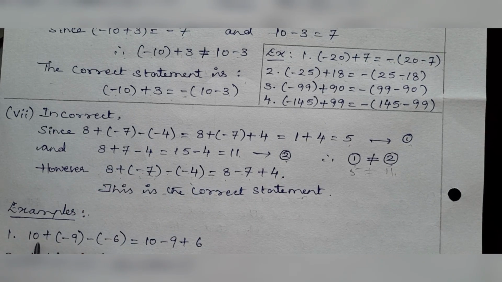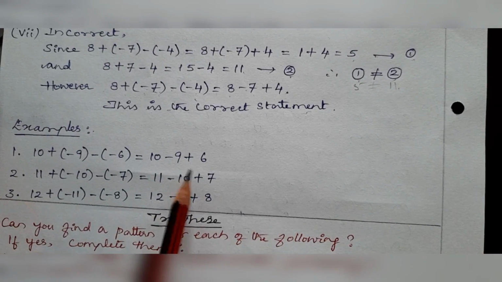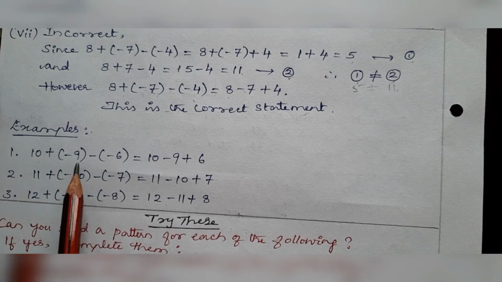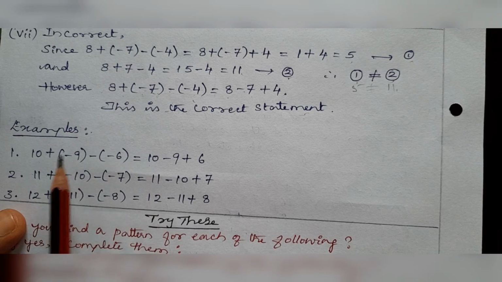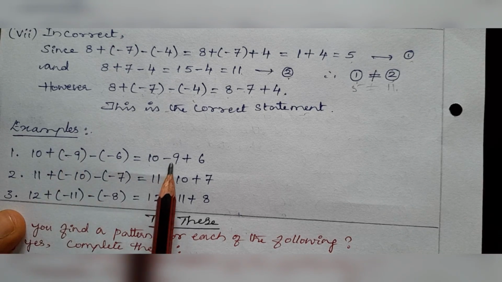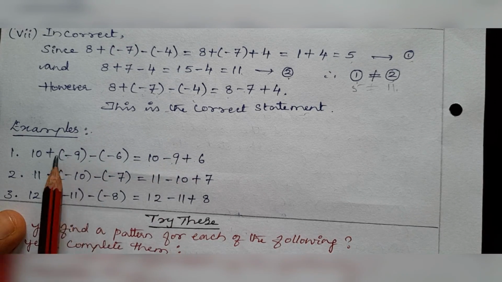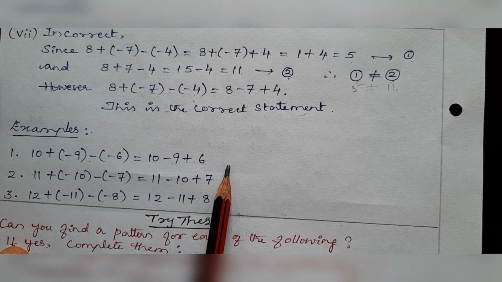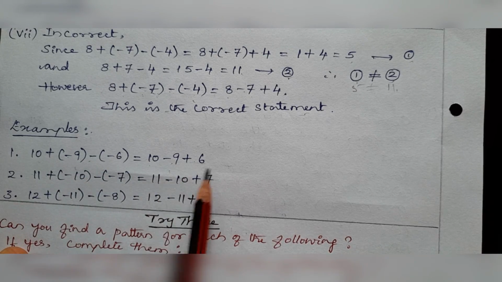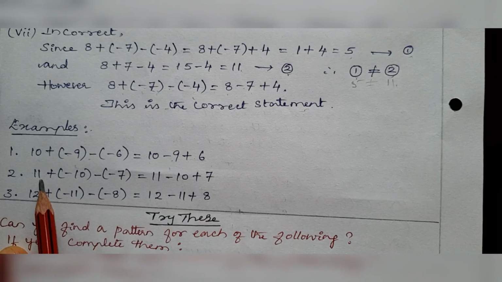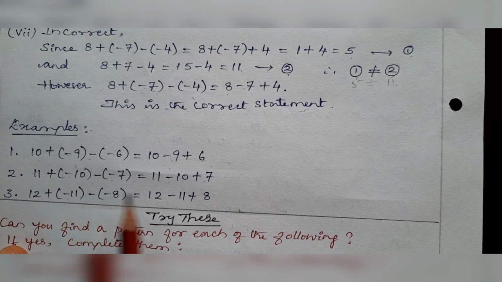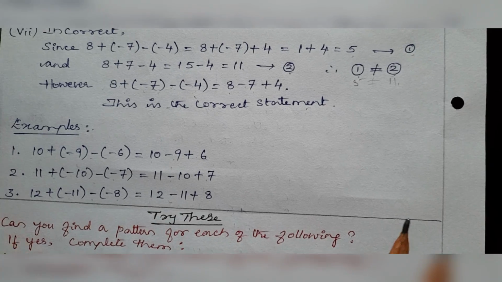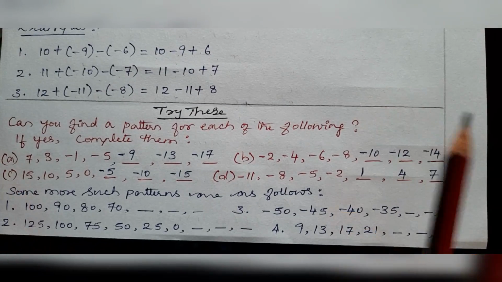So, similarly, some more examples, 10 plus minus of 9, minus minus 6. So, here 10 plus into minus is minus, so minus minus so plus. So, this statement is correct. Like this, write such that LHS equals RHS. So, plus minus minus, minus minus plus. Try these.